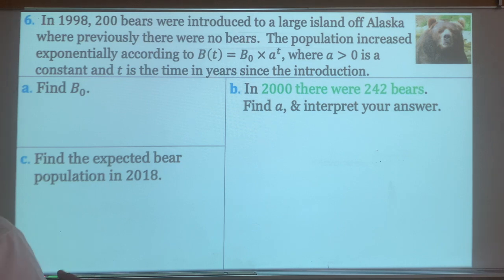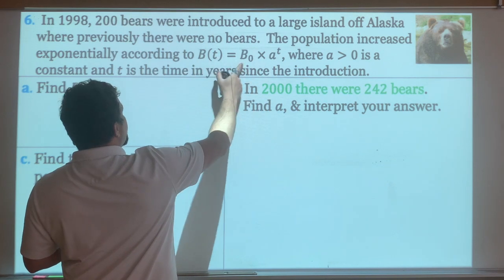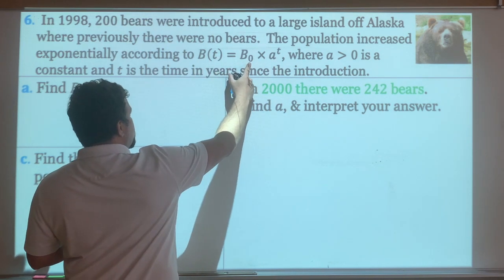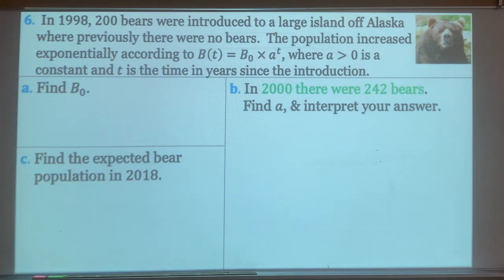The population increased exponentially. According to B of T, bears at time T, equals the original amount of bears, B sub 0, times A to the T power, where A is obviously greater than 0 and is a constant, and T is the time in years since the introduction. So this is going by years.